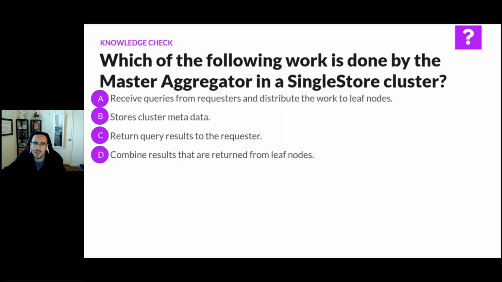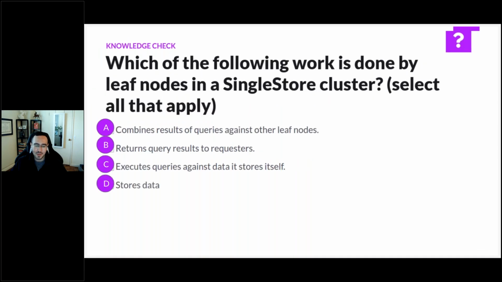Okay, we have one more knowledge check for everyone for your participation. Thank you on that first one for participating. Here is our second knowledge check. We're going to have one more poll come up, and this one is about which of the following work is done by the leaf node in the SingleStore cluster, about these worker nodes. Similar here, this is the question for selecting all that apply. So there could be more than one option that is correct. Okay, I'm going to get us launched that poll so everyone can check it out.